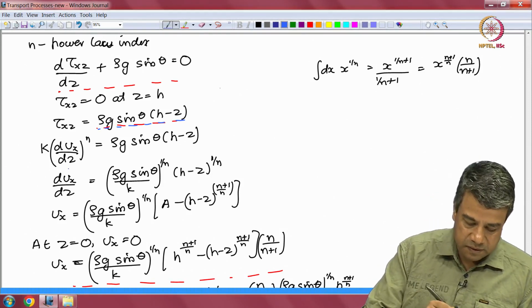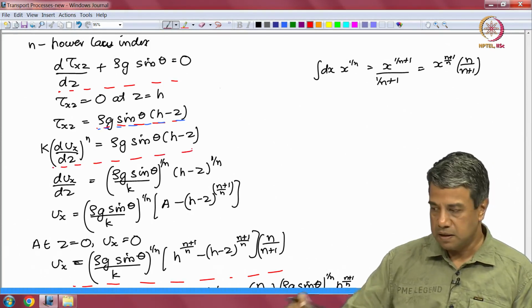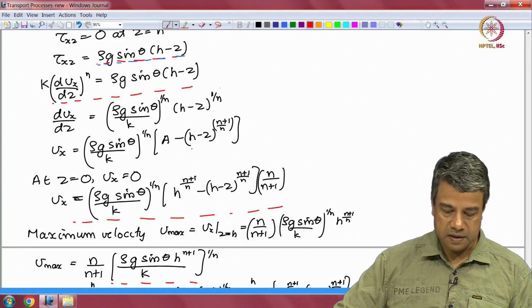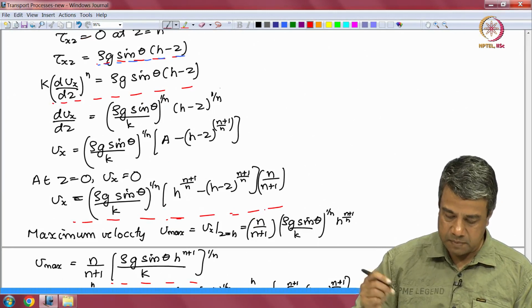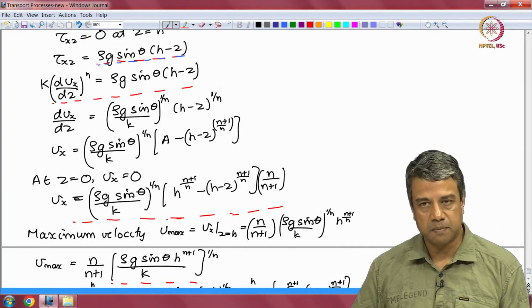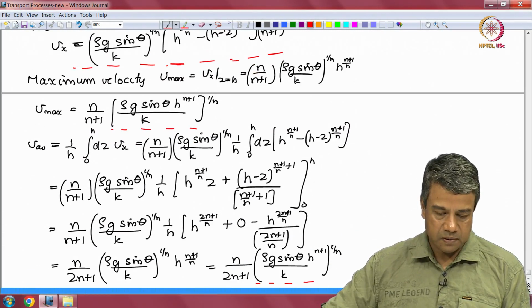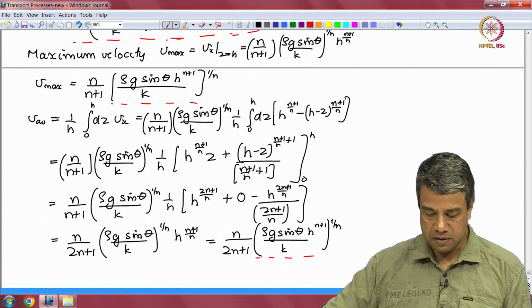So, this constitutive relation is different, and because of that the velocity profile is different. It goes as h power n plus 1 by n minus h minus z power n plus 1 by n, and this factor of n by n plus 1 when you do the integral. And from that we had got the maximum velocity and the average velocity, the ratio of those two.